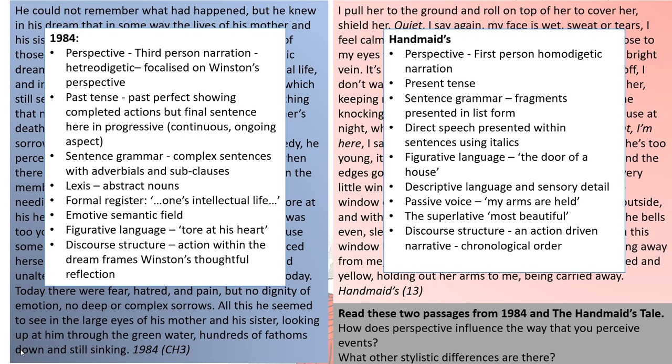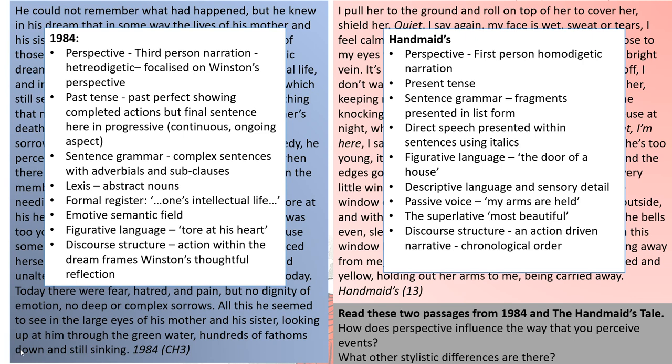So that's a summary. That's only some of the things that you might have pointed out. You may have found aspects of those two texts to compare that aren't on those lists, and they could be perfectly valid comparisons. But certainly things such as perspective, tense, the use of sentence grammar, or the discourse structure give you a way to pick apart the stylistic differences in those two extracts.